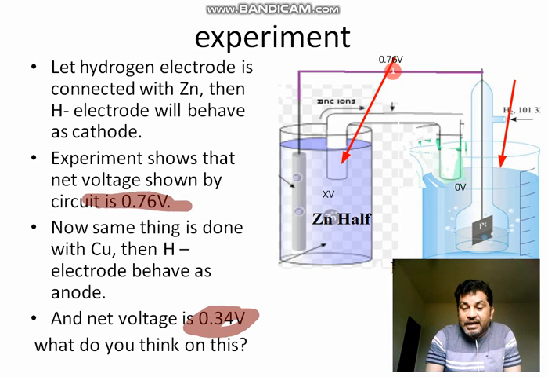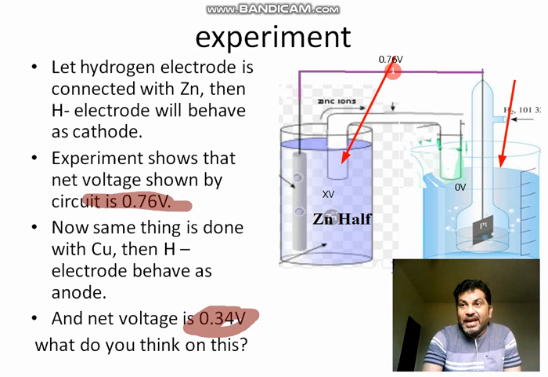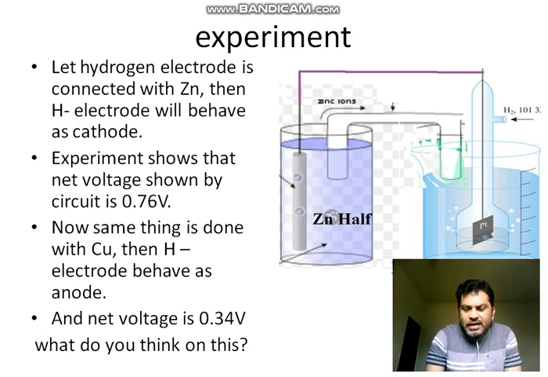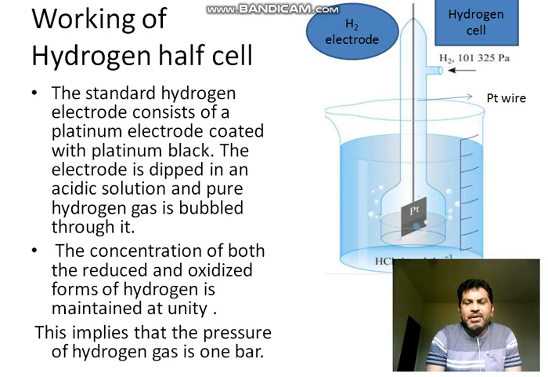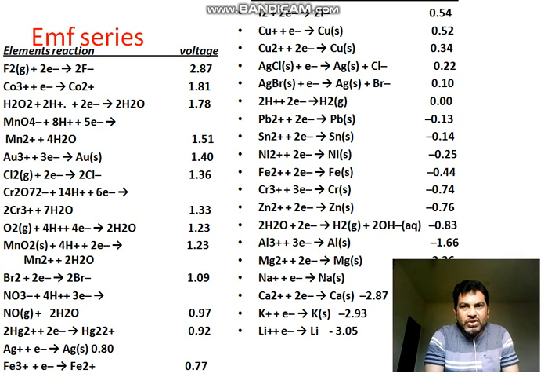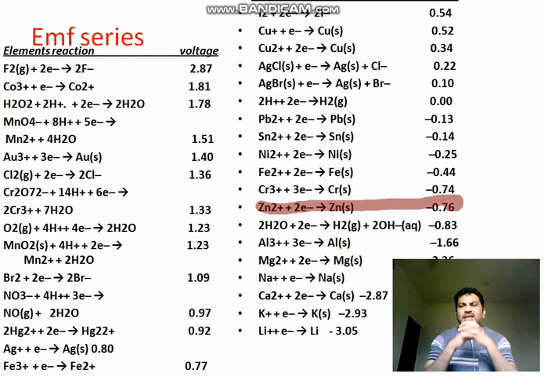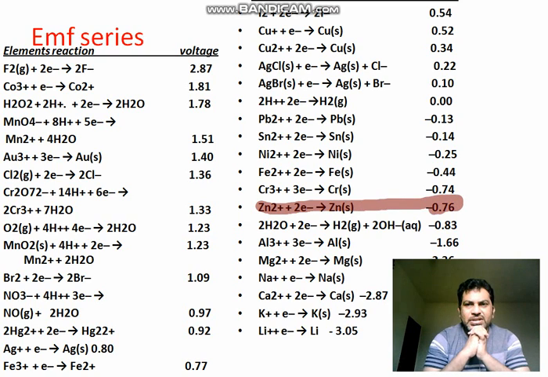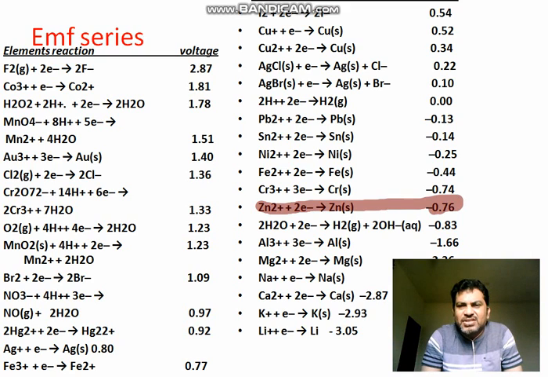Come on, let's check in the EMF series whether whatever we have done is correct or not. See EMF series, where is the EMF series? Yes, coming. So in the EMF series, let's study where the zinc is. Here is the zinc. Check out the value of zinc. Oh yeah, it is minus 0.76. Okay, only the minus sign is the problem.